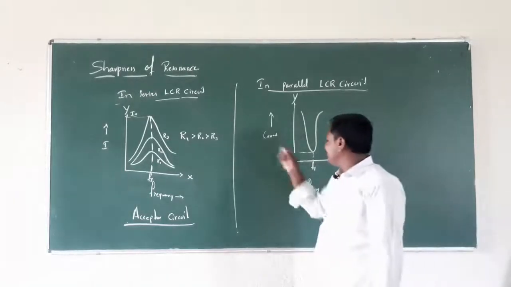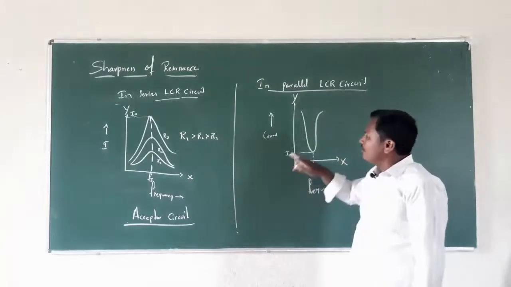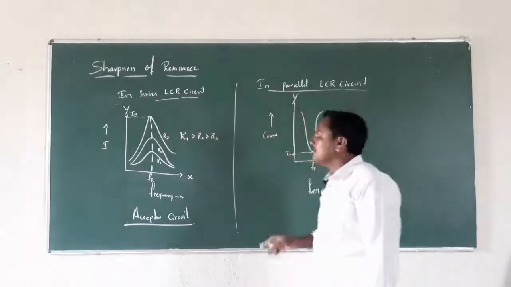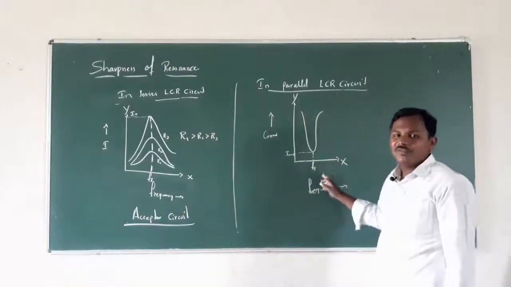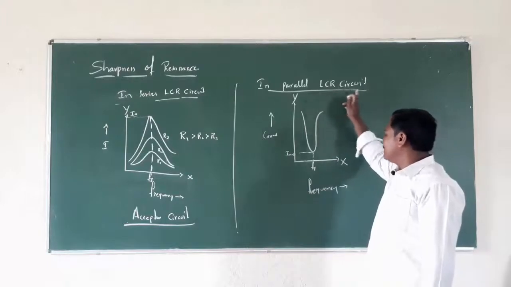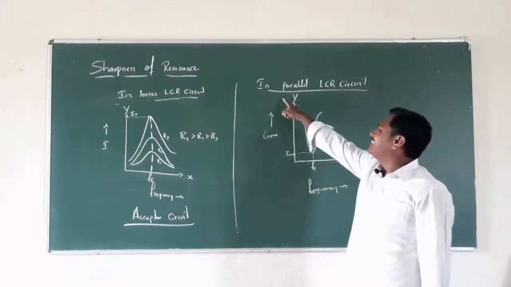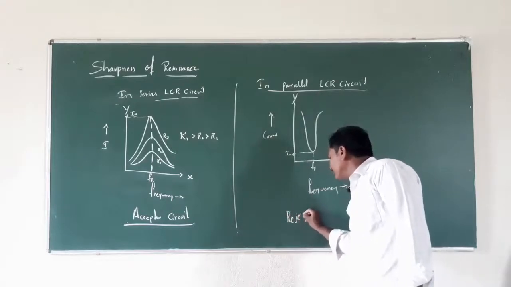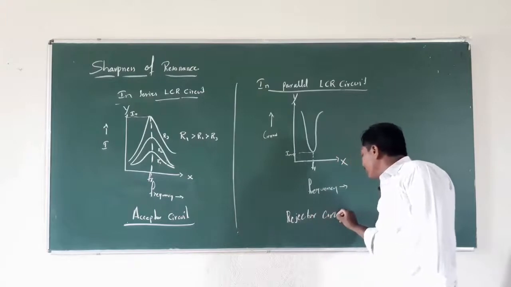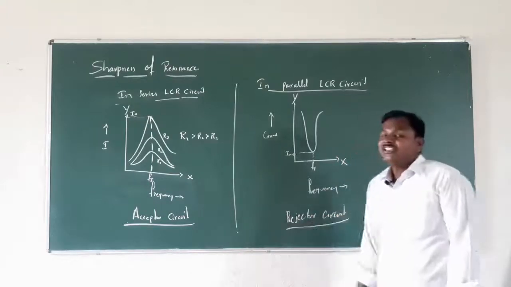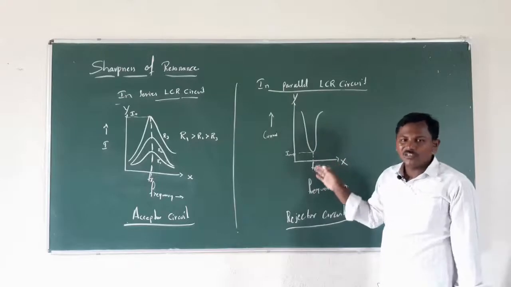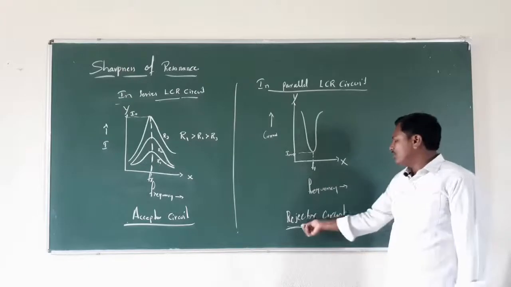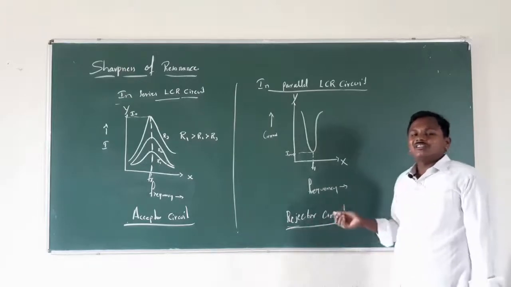So, here the resonant frequency in the sense the frequency at which the maximum current flows through that circuit in series LCR. In parallel LCR circuit, the frequency at which the minimum current flows through that circuit. Therefore, this parallel LCR circuit we can also call a rejector circuit, because the impedance is maximum, therefore, the current flowing through that circuit is minimum. It does not allow the current to flow through that circuit, therefore, we can also call it a rejector circuit.